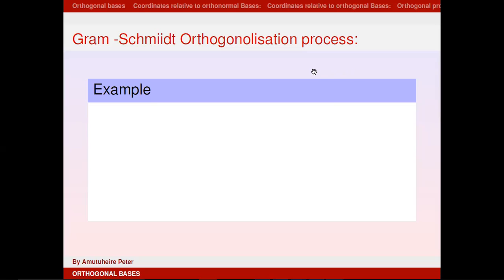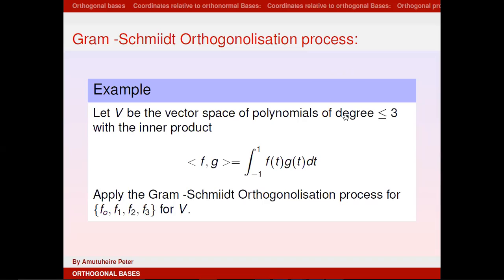Okay, so I think the example can even explain far better than the theorem. So in this example, we let V be a vector space of polynomials of degree less than or equal to 3. And we define the inner product on that vector space as follows: when we take the inner product of two polynomials f and g, it means we take the integral from -1 up to 1 of the product with respect to t.